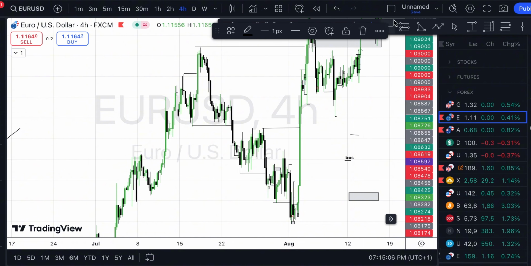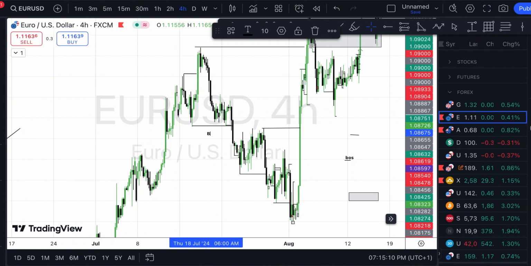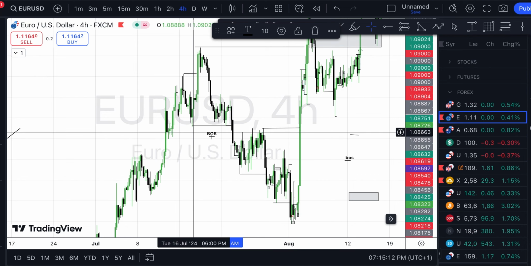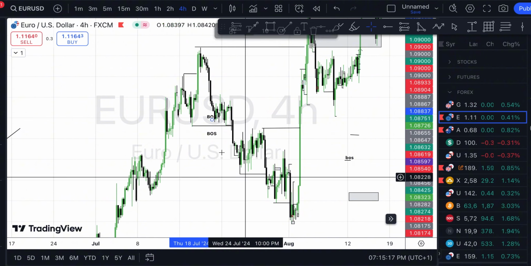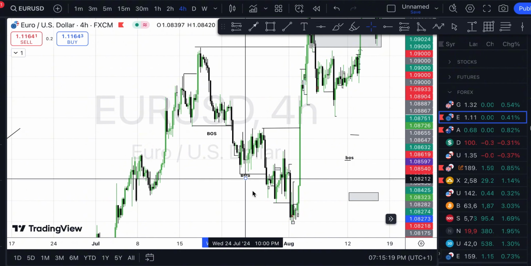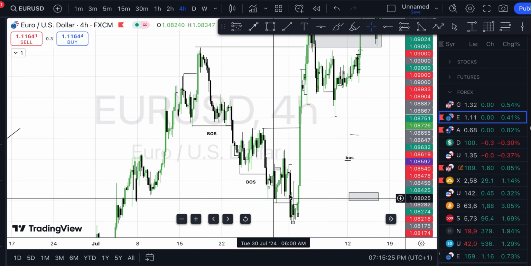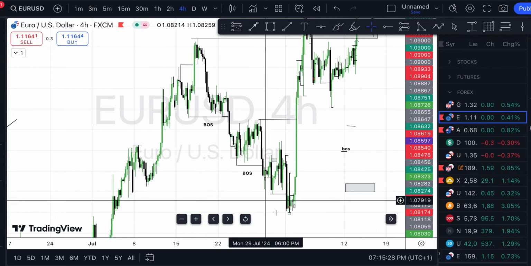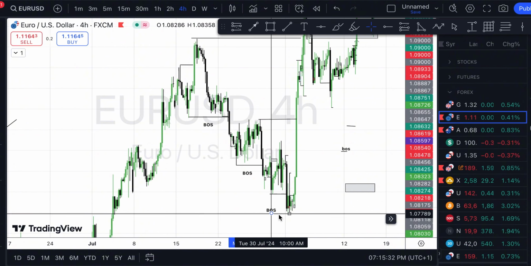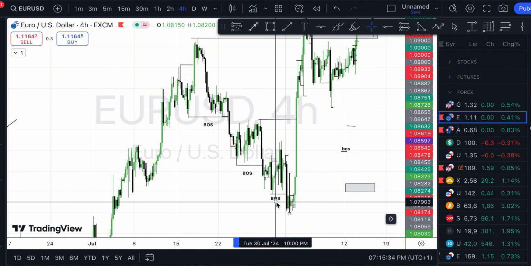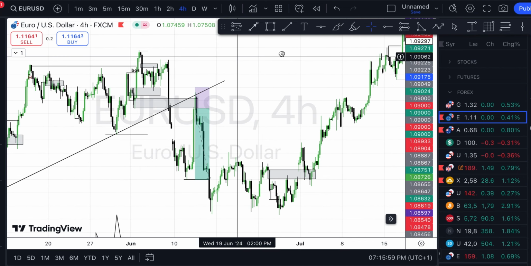This is a break of structure. So all these here, they are breaks of structure. This is a break of structure. This low too was broken. It is a break of structure also. So like I said, as long as price keeps breaking the low, it is a downtrend.